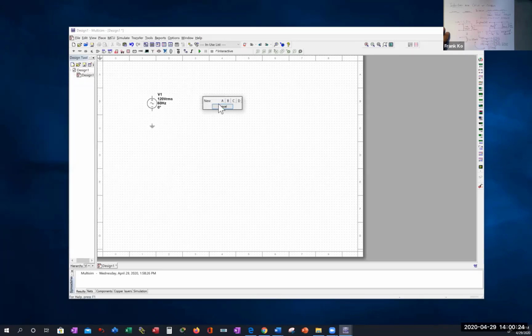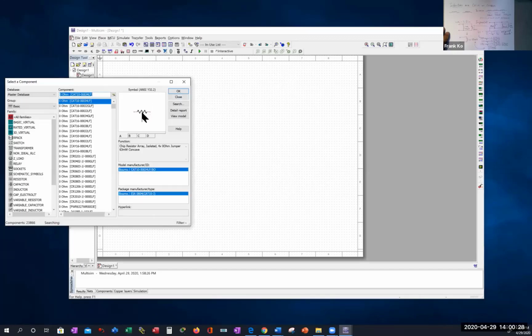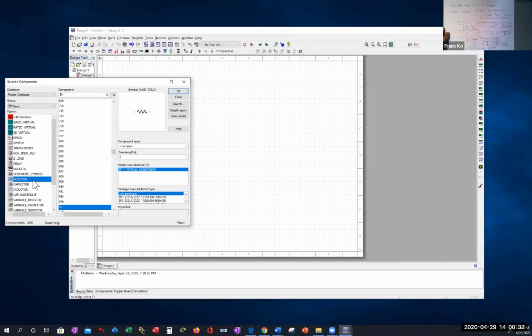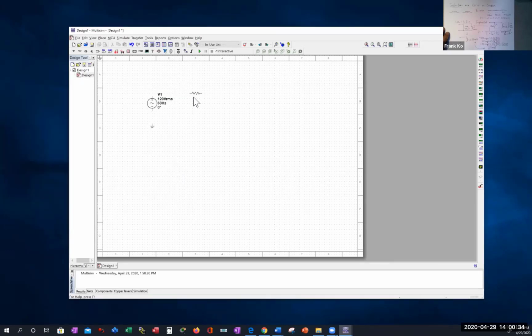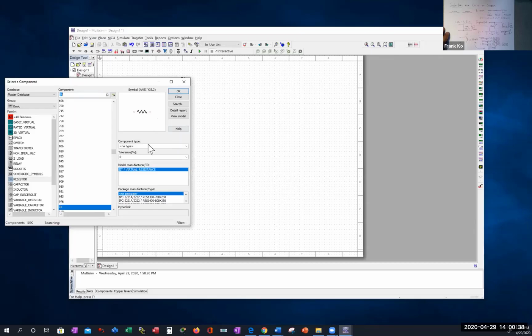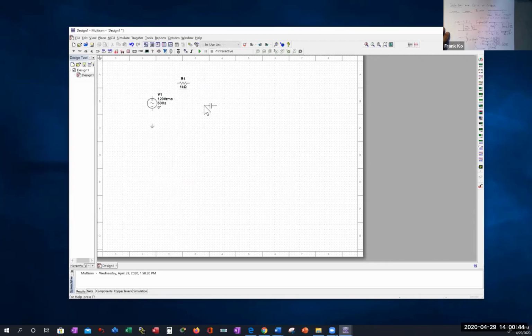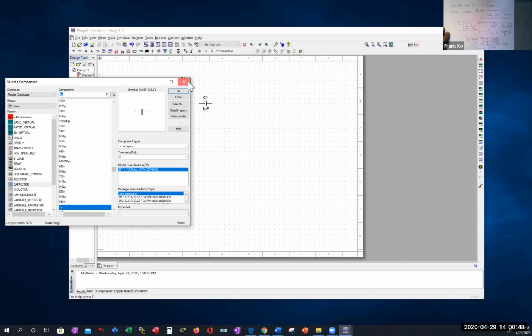So I'm just going to, oops, what is this? Cancel. I just want a resistor. Resistor. Okay. And place a resistor. Kaboom. I have a resistor. And now I will select a capacitor, and I will place a capacitor. All right, this is plenty.